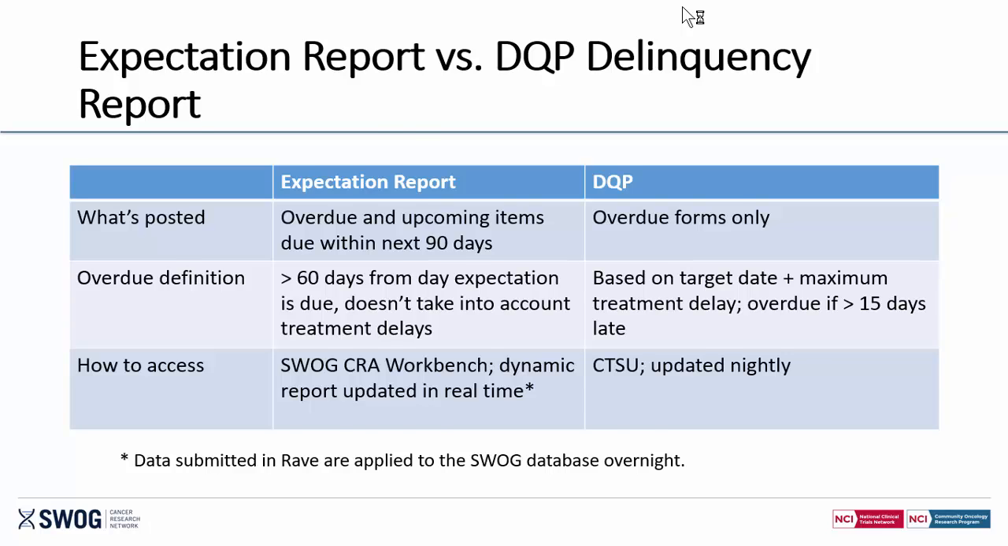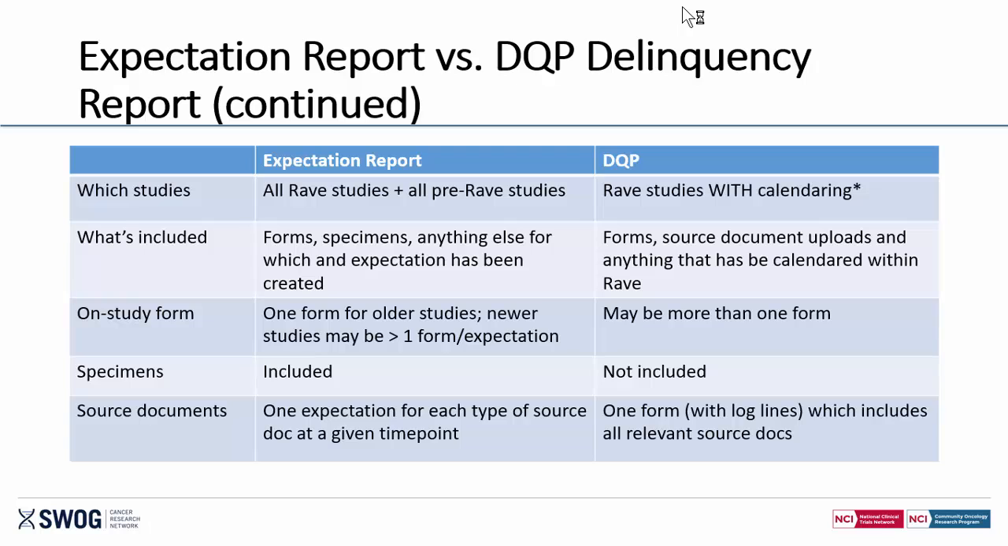Access, once again, we've talked about this in the past, for the difference of the pre-RAVE versus RAVE. Studies with calendaring only in RAVE will show up on that DQP delinquency. Our expectation report is more robust. It has forms. It has anything else that an expectation's been created for. DQP may have some things missing. Just the way some of the on-study forms, the expectations work is a little bit different. And then the way source documents work is a little bit different. We will have an expectation for every one of the source documents needed, whereas RAVE works on a log line, so it's a little bit different there.